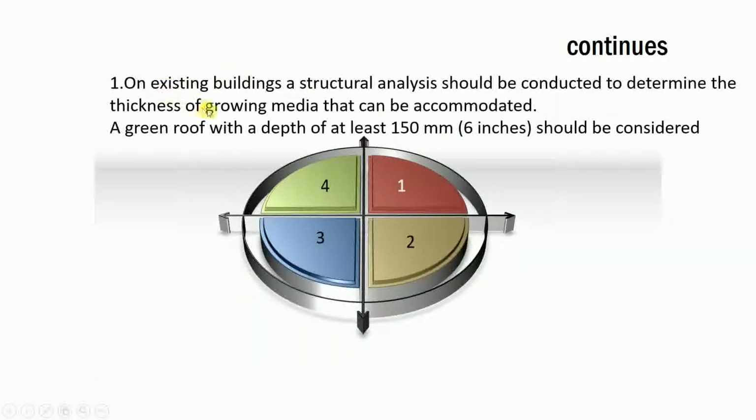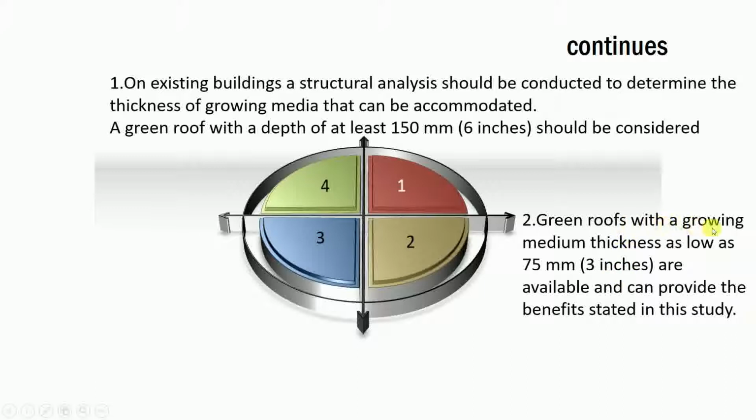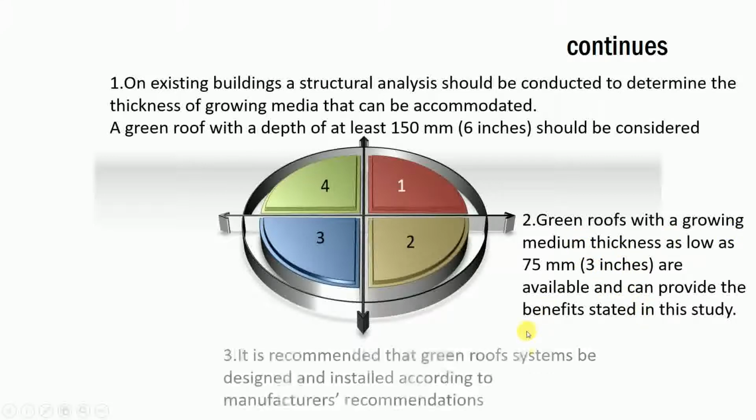And there are other recommendations here. They said that a green roof with a depth of at least 150 millimeters should be considered. I mean, the depth must be 6 inches. And here, green roofs with a growing medium thickness as low as 3 inches are available and can provide the benefits stated in the study. So in this study, they say they examined that a 3-inch growing medium thickness can also be beneficial for green roof technology. And the green roof system should be designed and installed according to the manufacturer recommendation. It always says that you have to follow the manufacturer recommendations.